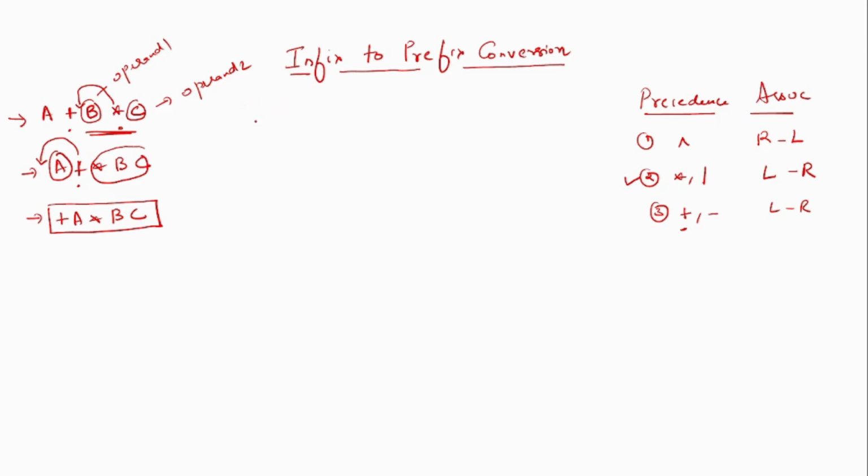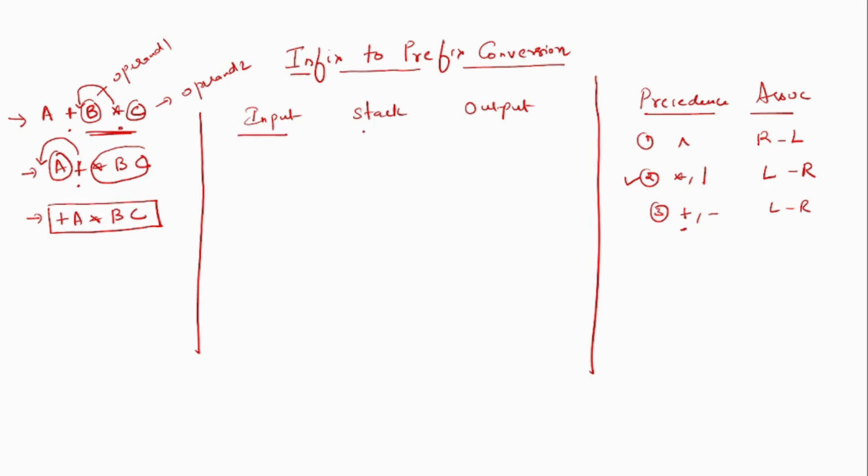So how do we do it using a stack? I'll just draw a line like this. I will write here input, stack, and output. Now using a stack, first I need to reverse this expression, reverse it completely.